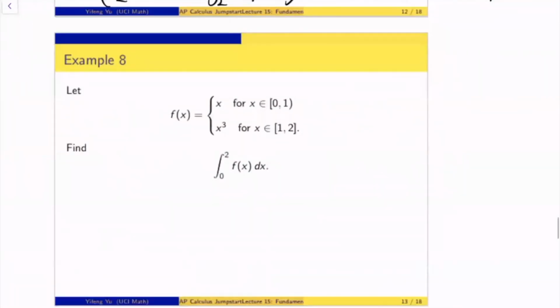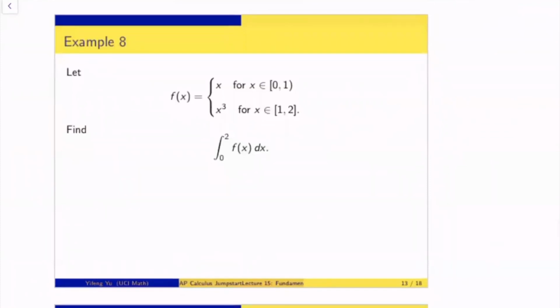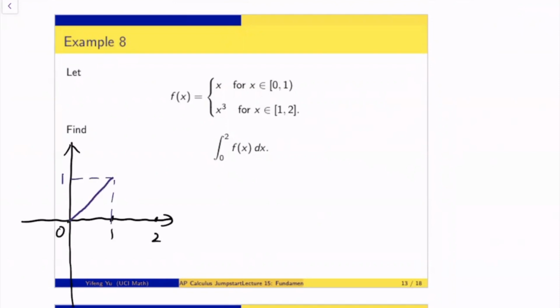Example 8. Here we have a piecewise defined function, f of x. Let's look at the definition of f of x. With 0, 1, and 2 marked on the axis, f of x equals x when x is between 0 and 1, and when it's between 1 and 2, it's given by the cubic function.